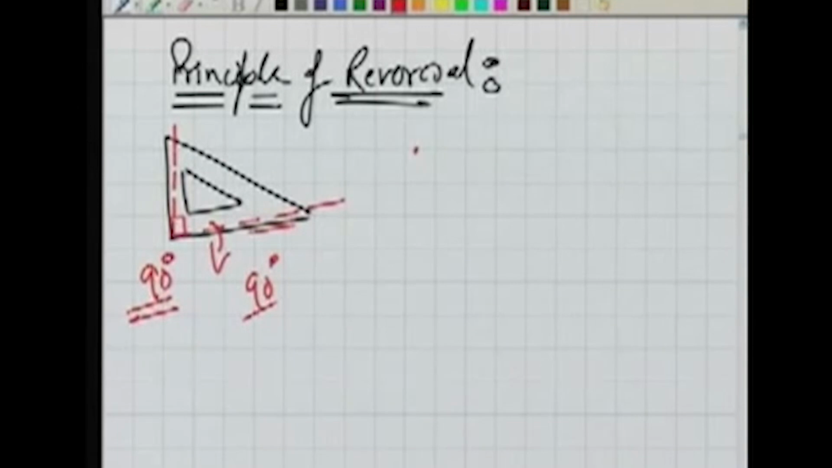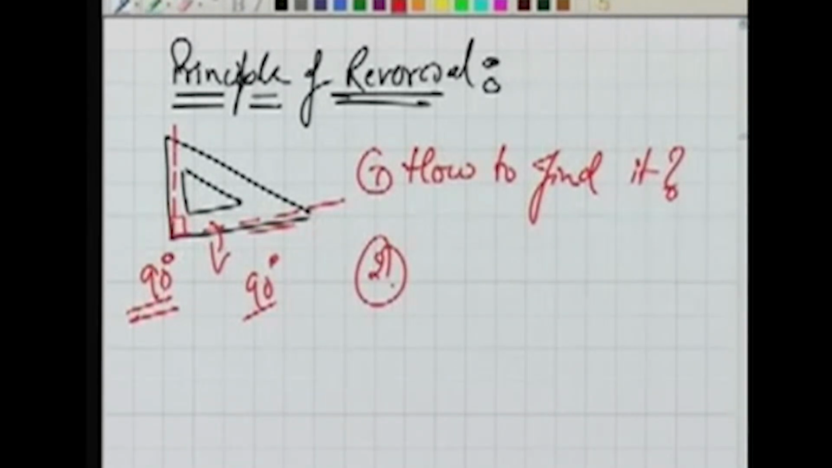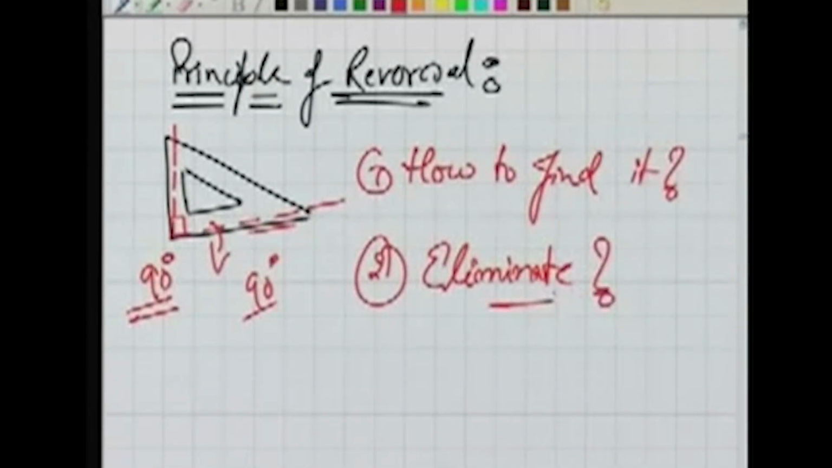How to find it? That's the question. Number one, how to find it? And number two question is, if we find there is an error, how to eliminate it? Can we really eliminate it? We don't want to do anything with the set square because we cannot manufacture it ourselves now. But should we use the set square in a proper way so that we can eliminate this error? How can we do it?